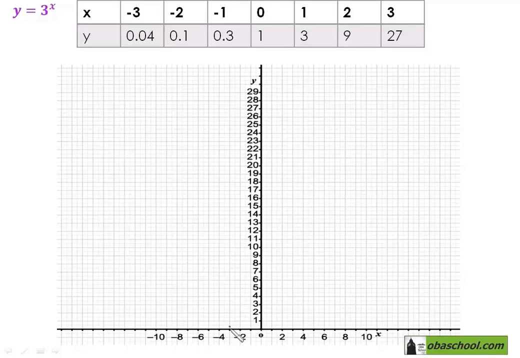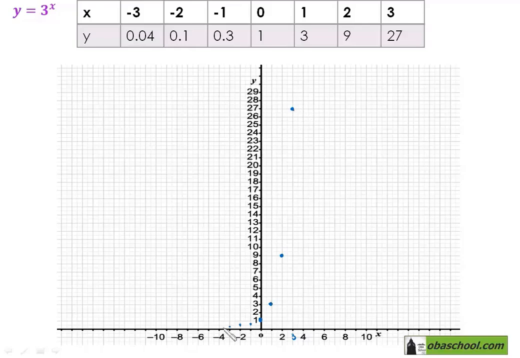For the first point, it's going to be right here. The second point is a bit higher at y equal to 0.1, the third point even a bit higher at y equal to 0.3. Here we have our common point between all exponential graphs, where the curve intersects the vertical axis at 1. When x is equal to 2, y is equal to 9, and finally when x is equal to 3, y is equal to 27 up here.